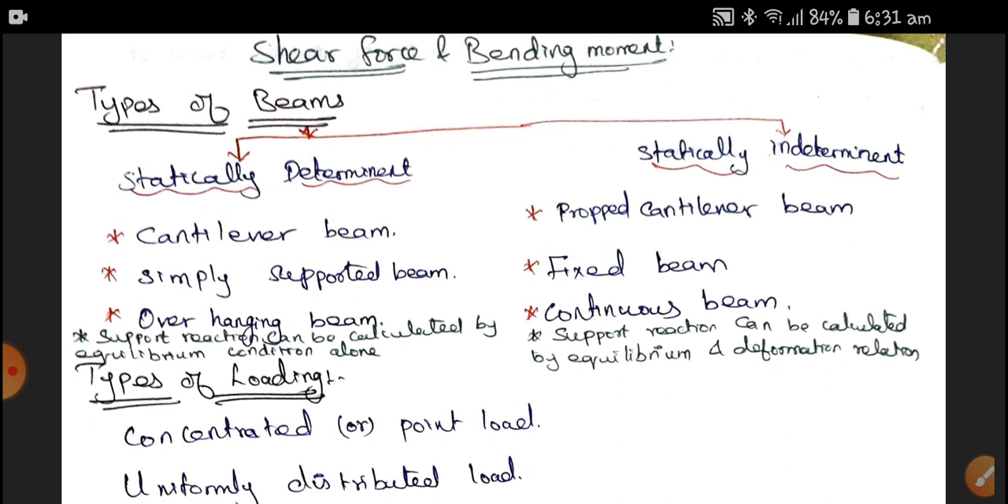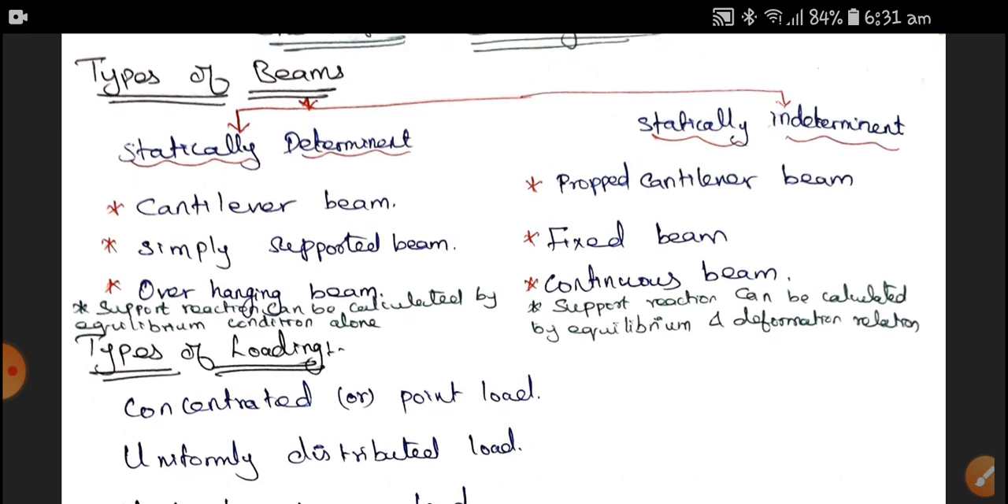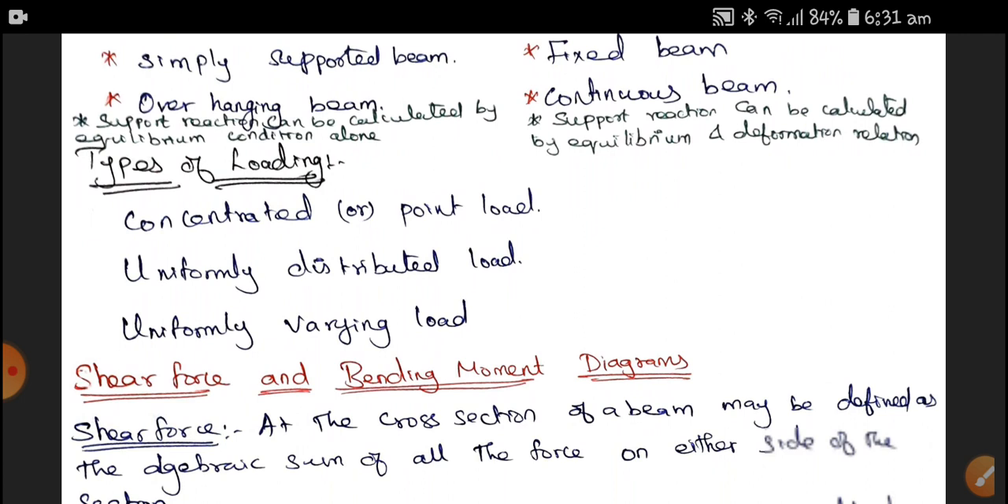Whereas in a statically indeterminate beam, the support reactions can be calculated by means of both equilibrium conditions as well as deformation relations. Here we have two relations for finding one reaction. That is why these beams are called statically indeterminate beams. The types are the propped cantilever beam, the fixed beam, and the continuous beam. And next, the types of loading subjected to the beams are concentrated or point load, uniformly distributed load, and uniformly varying load.